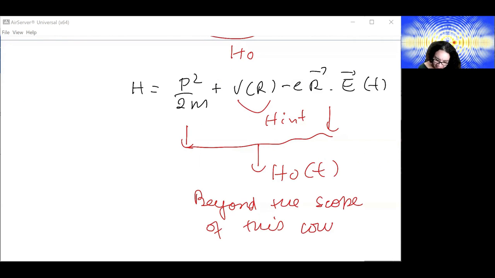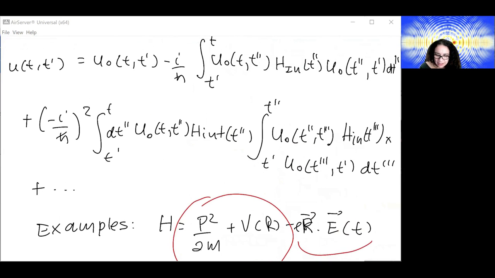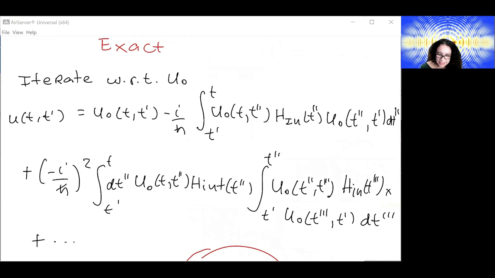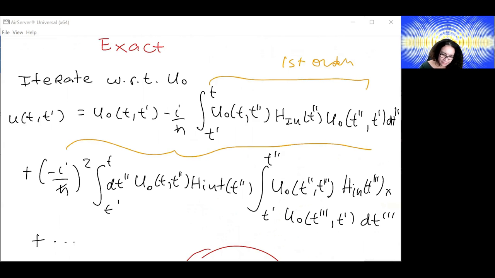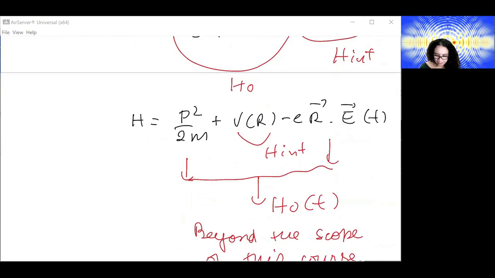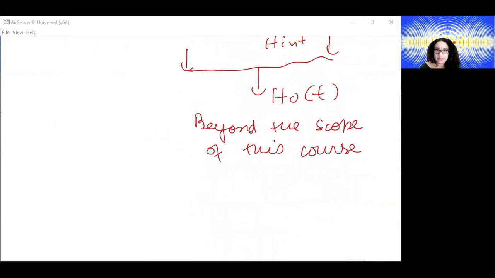But I'm only making this statement here because I want to point out that there are other ways of getting all these perturbative expressions. So this would be, for instance, what you would have for first order. This would be second order, and so on and so forth. Okay, but please bear in mind, this is beyond the scope of this course.